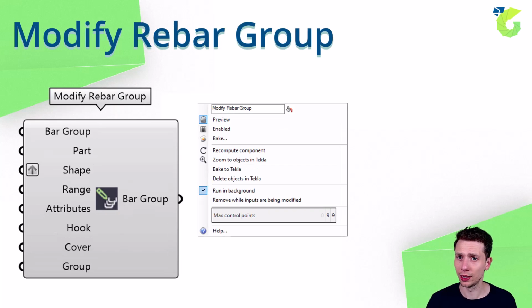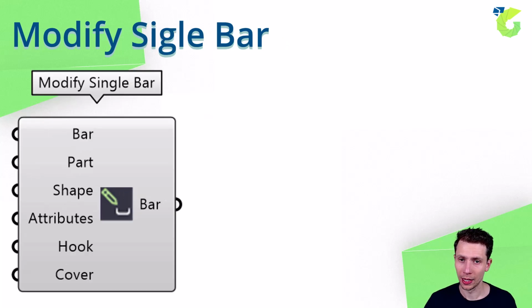And the last one is about reinforcement: Modify Rebar Group. I will show you some cool examples. I think this is really a game changer for modifying rebars and giving them a new shape, new range, new attributes. Adding hooks can be really beneficial. And as before, we can also play here with the maximum control points. There is also Modify Single Bar, if some of you are keen to use that component. That's all of the theory.